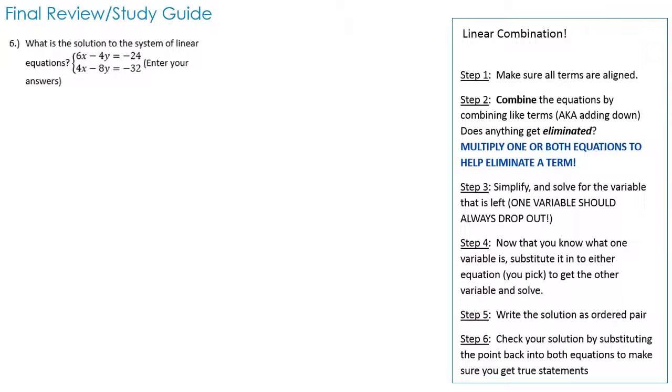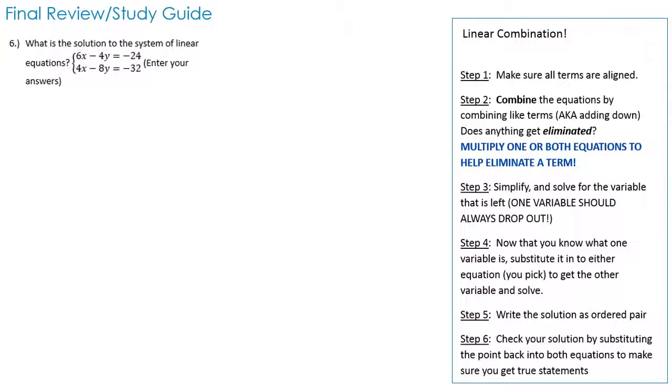For number 6, we're asked, what is the solution to the system of linear equations? So we have 6x minus 4y is equal to negative 24, and 4x minus 8y is equal to negative 32. So you're going to be entering your answers. Here we're using a linear combination.